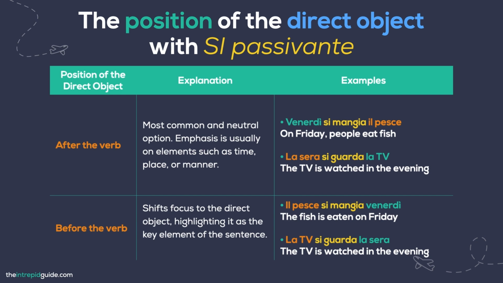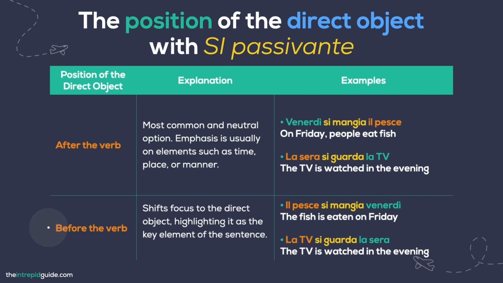Venerdì si mangia il pesce. On Friday, people eat fish. In this sentence, the focus is on venerdì, Friday, as the day when fish is eaten. La sera si guarda la TV. The TV is watched in the evening. Here, the focus is on la sera, the evening, as the time for watching television.